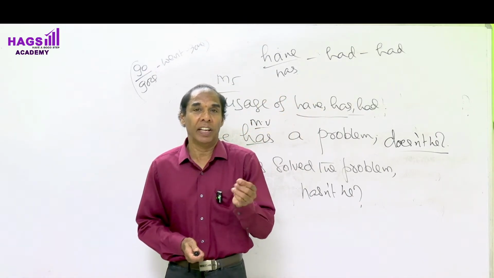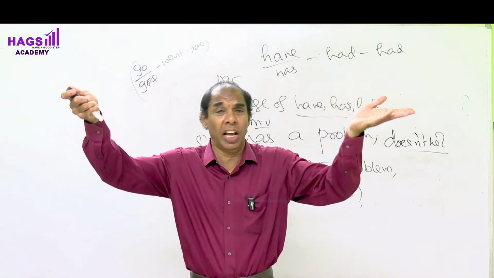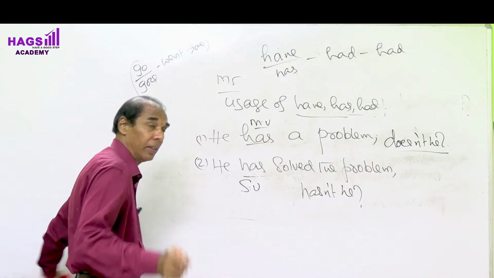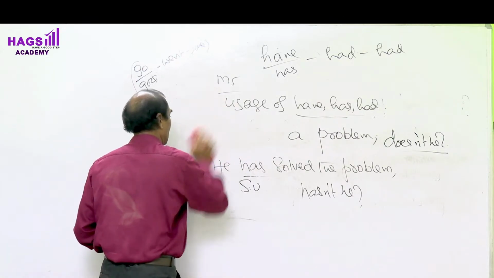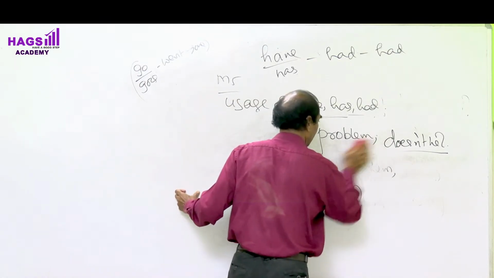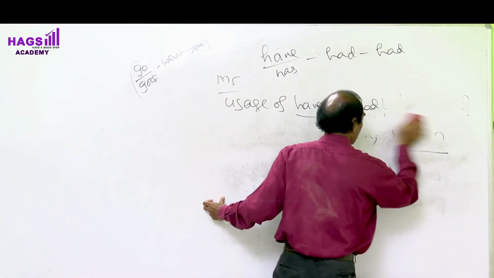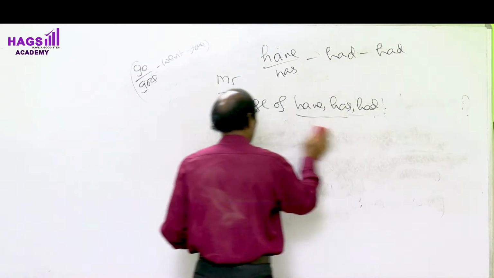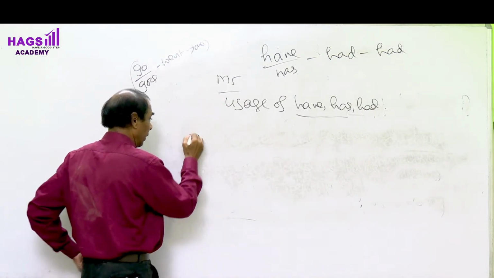Method 2, if there is any other verb immediately after these three words, they are special verbs. If no other verb is there, these three are main verbs. That's it. Now you try two sentences I am giving. You try yourself. Third one.